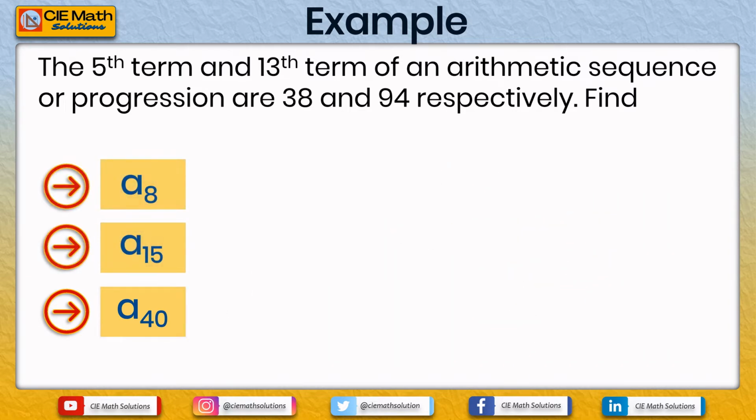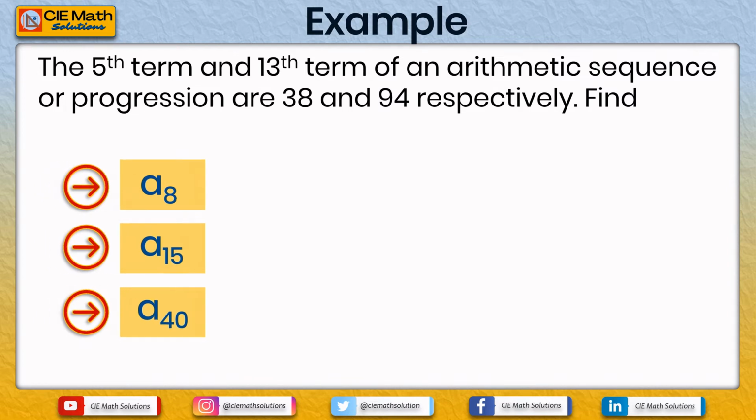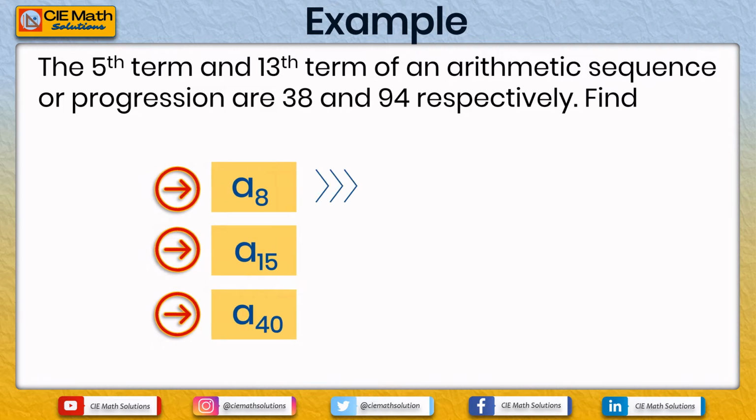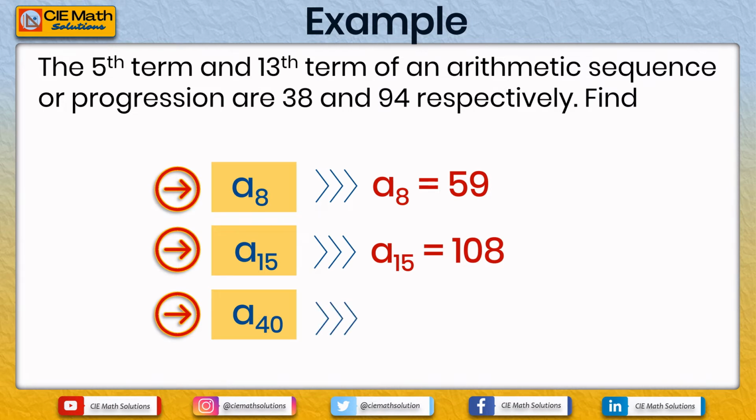To summarize the answers of these items, we will then have A8 is equal to 59, A15 or the 15th term is 108, A40 or 40th term is 283.